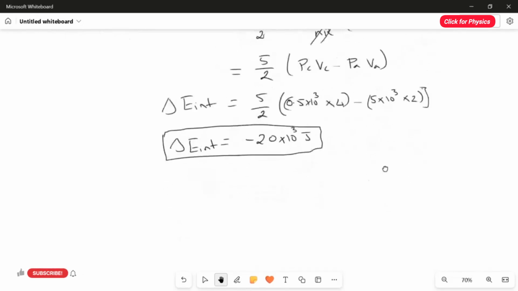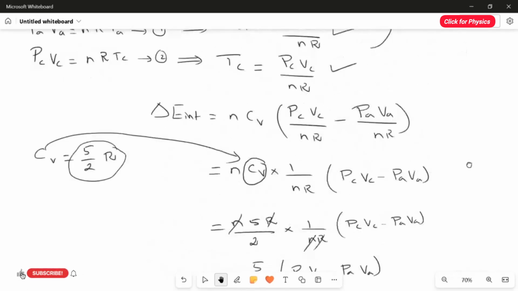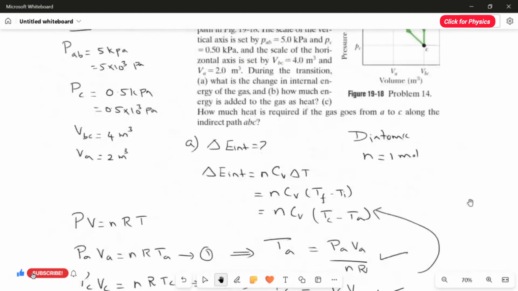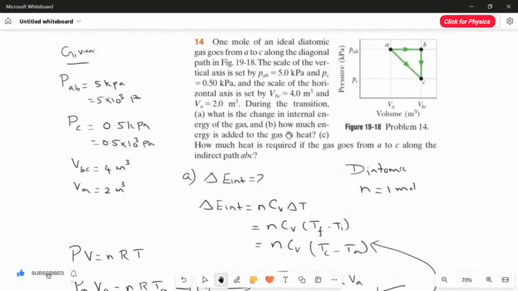Now we have to find the answer for B. What is given in B? Let's go back to the question. We have to find how much energy is added to the gas as heat. So you can see, if you want to find the energy added to the gas, we can consider the area under the line of A and C, because the intermediate point we need not bother. So we can just consider the area under this line A and C. So by that, all these areas we have to consider.